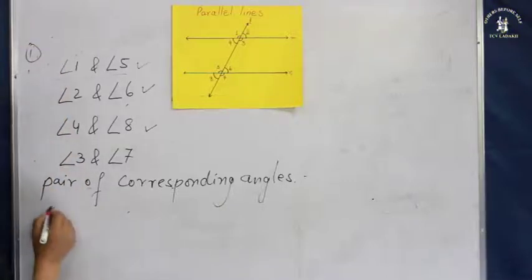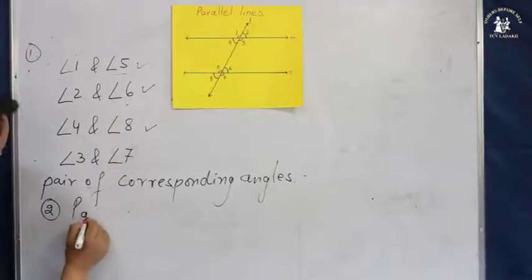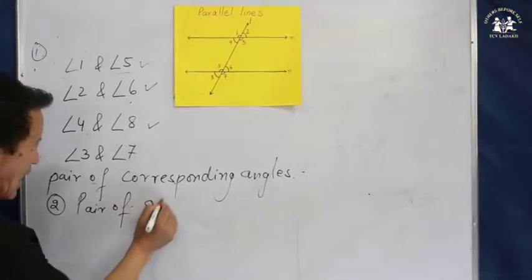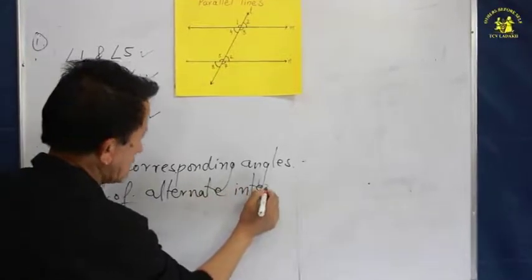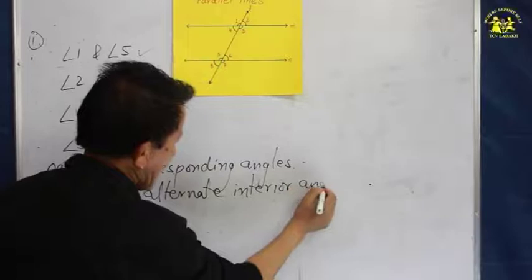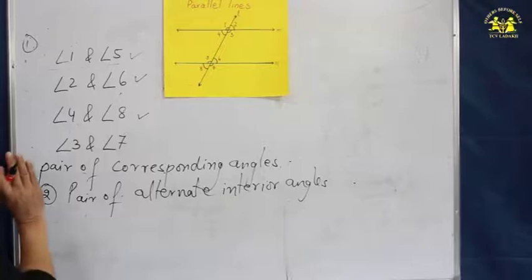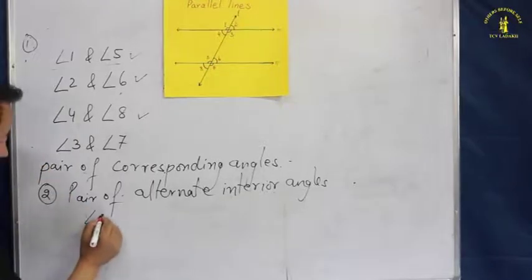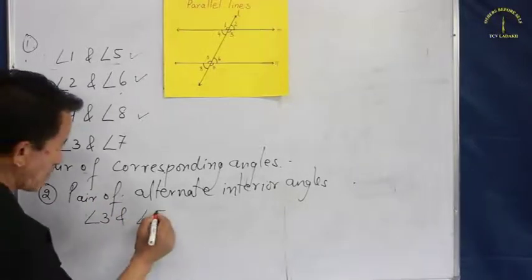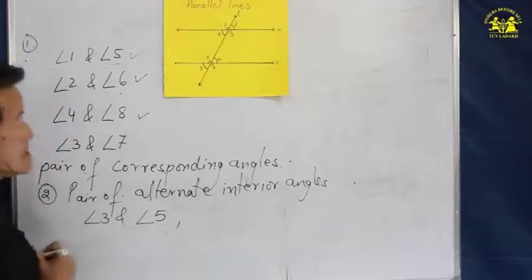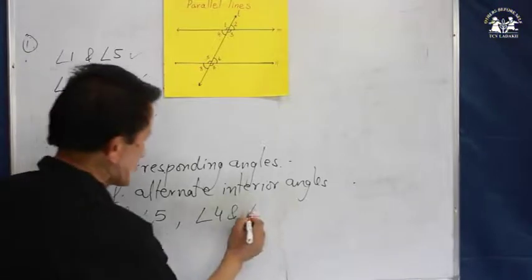And the second one is a pair of alternate interior angles. Alternate interior angles. For example, look at angle 3. Angle 3 is paired with angle 5. And angle 4 is paired with angle 6.